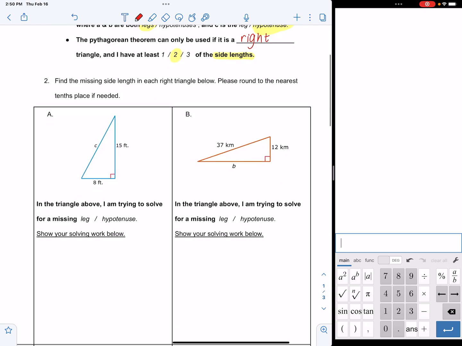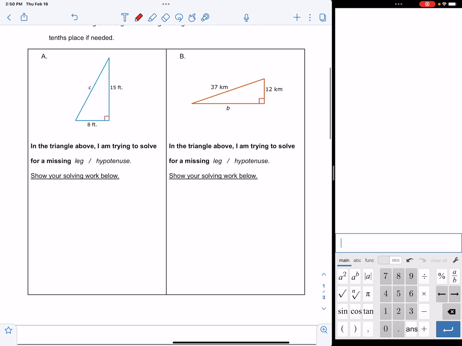So on example A, in the triangle above, I'm trying to solve for a missing c value. C is across from the right angle in this case, and the side that's always across from the right angle is the hypotenuse. So when I set up to solve for the hypotenuse, here's what I do.